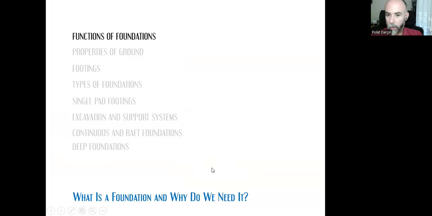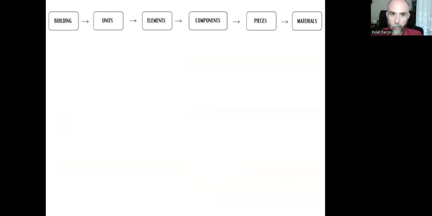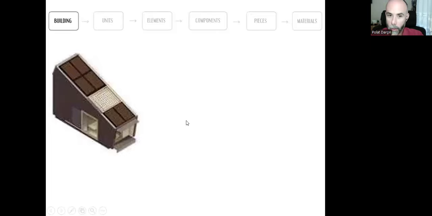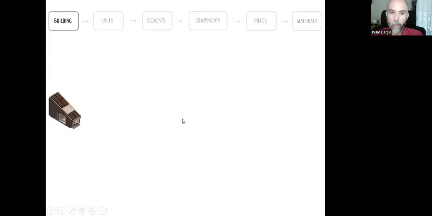What is a foundation and why do we need it? As you remember, this is the classification for the building products. However, we can use the same logic in order to make decisions hierarchically for a building, especially for a functional building. We start with the building mass. We make decisions about the geometrical form, its visual aspects, colors, transparency, and that's our ultimate goal.